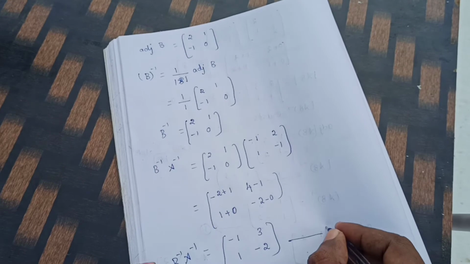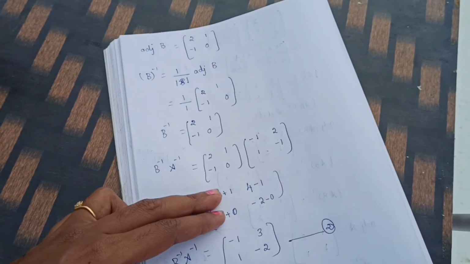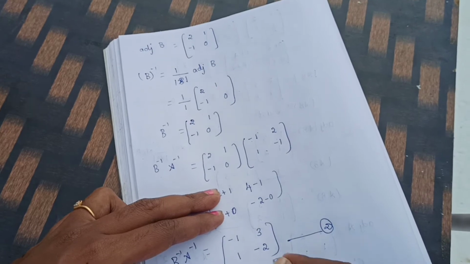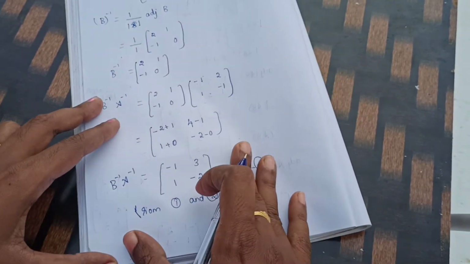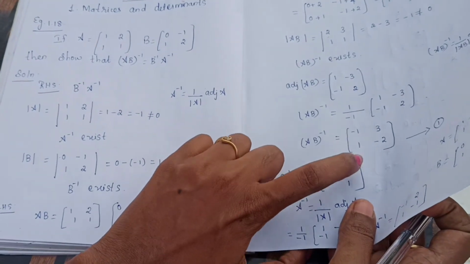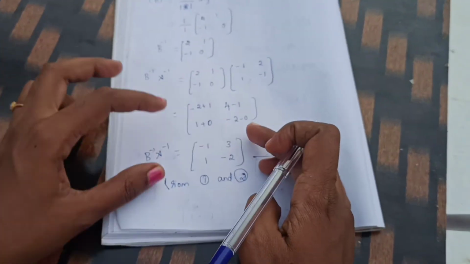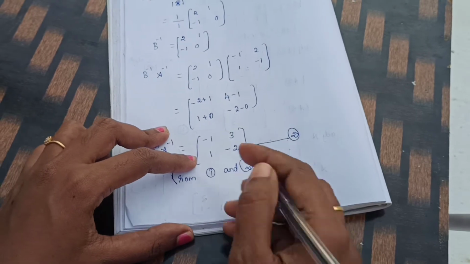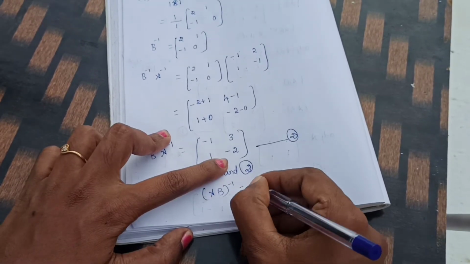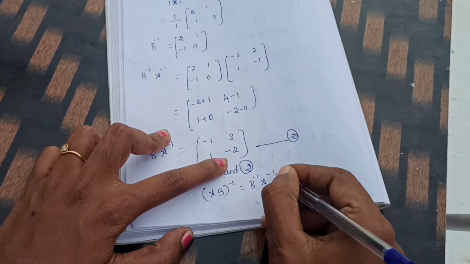A inverse, same as this, is the LHS. From 1 and 2. Shall we check equation numbers? That is matrix 1 and 2. Matrix 1 is minus 1, minus 3, 1, minus 2. This is matrix 2. Whether 1 and 2 are equal? Yes. So AB the whole inverse is equal to B inverse into A inverse.